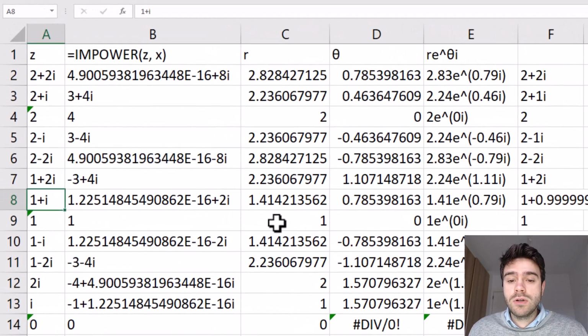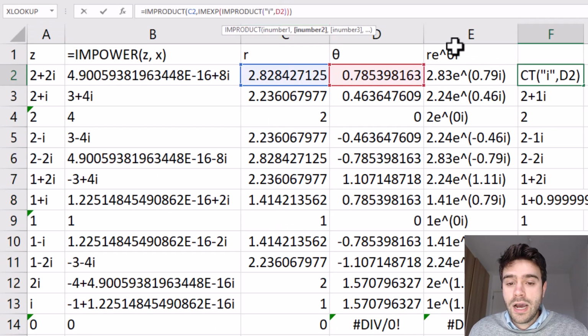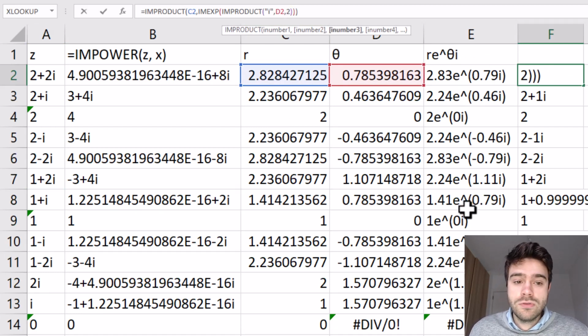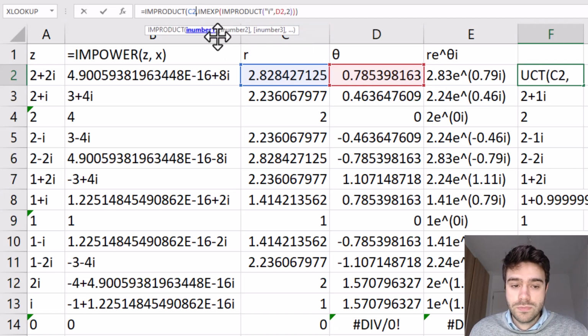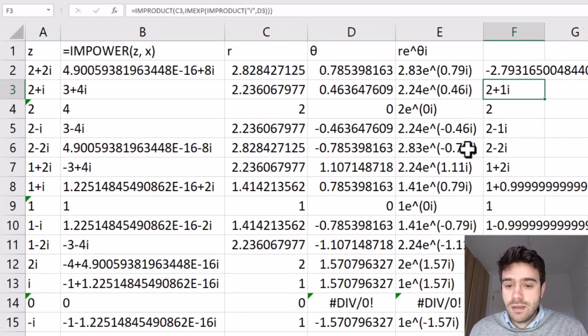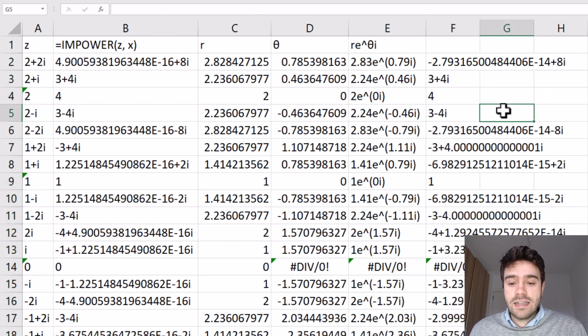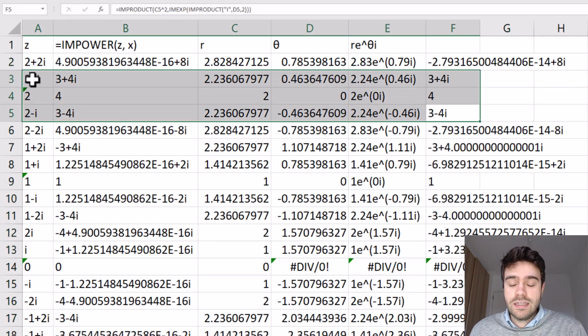Okay, so if we now want to square this number, all we have to do is to multiply our exponent here of theta i with 2. And we also need to bring the r, being the modulus, to the power of 2. So I can just do it like this. I don't need to use a special IMPOWER functionality because the modulus is a real number and not a complex number. So I press enter and I will be pulling this downwards. And as you can see, we're getting exactly the same results. You can see for this, it matches exactly.